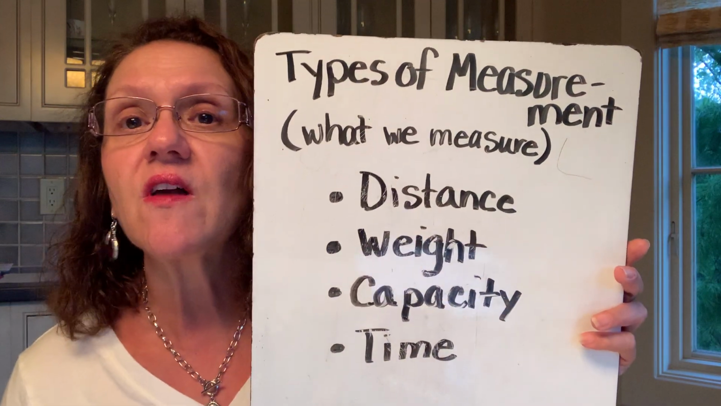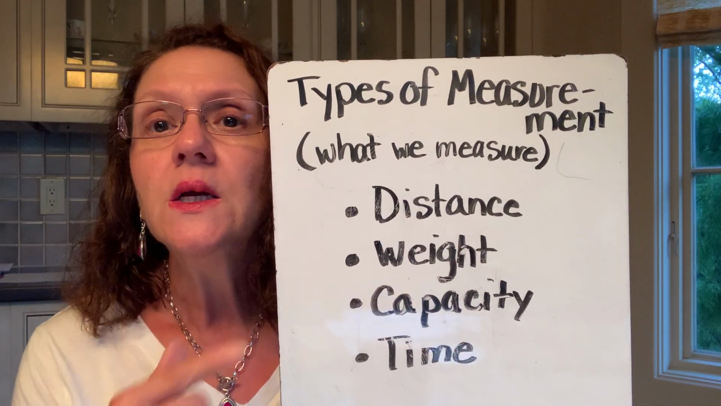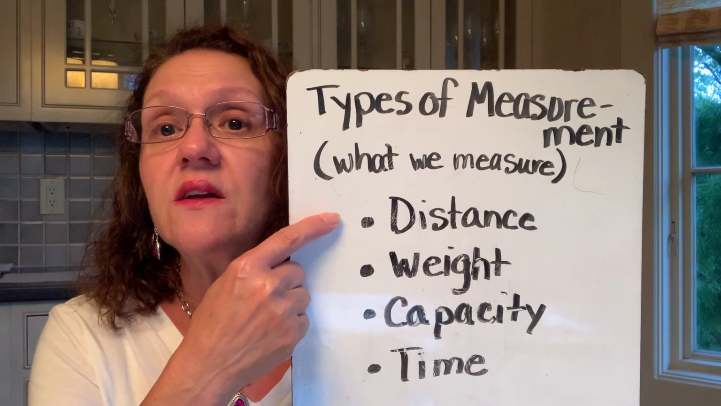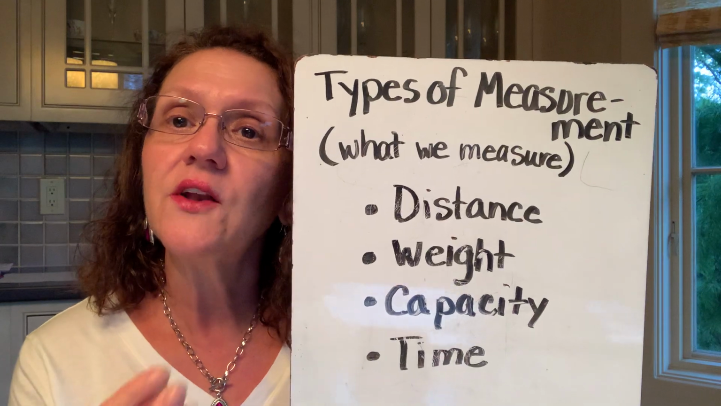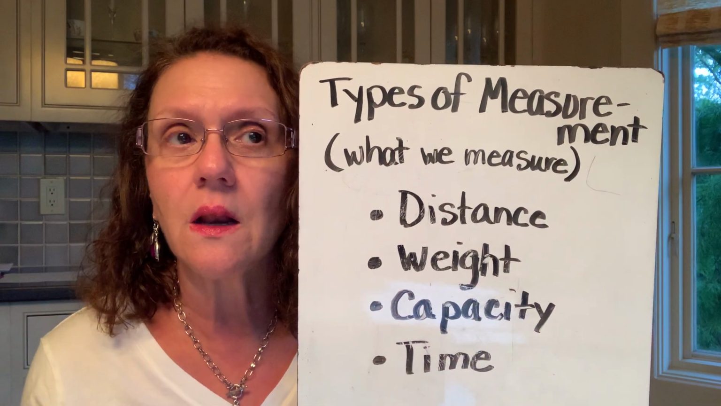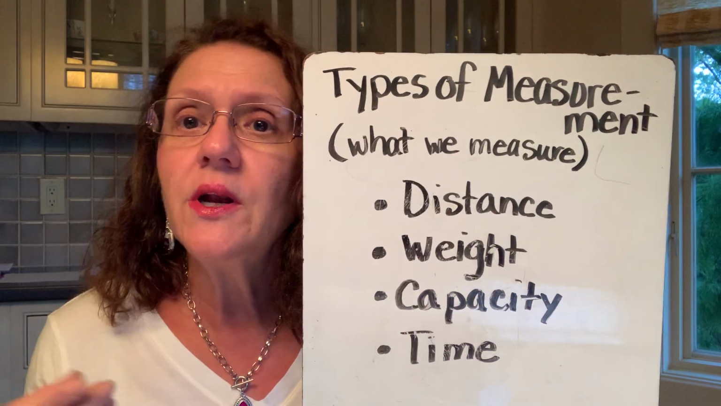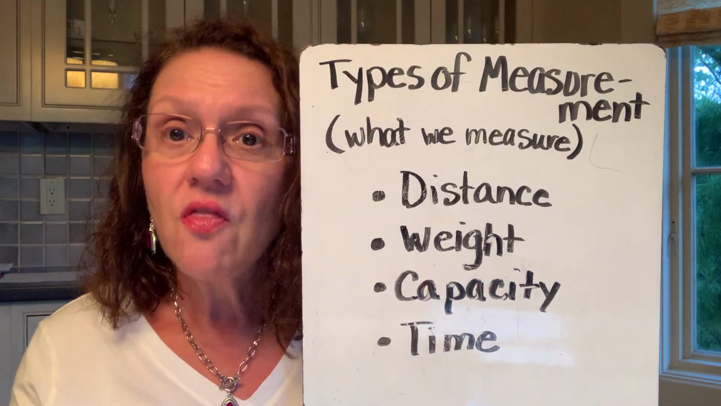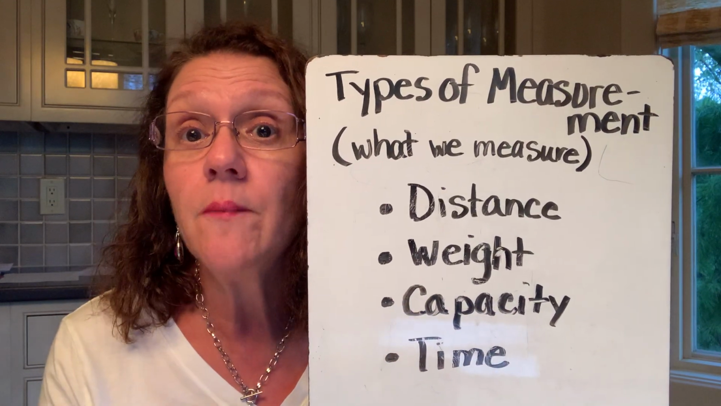So let's get started. A couple things about measurement before we begin. First of all, I want to talk about the types of measurement. Otherwise, what do we measure? Okay, so here are some of the things that we typically measure. The first one is distance. Now, when I say distance, I don't always just mean the distance between Johnstown and Utica. That's a long distance, but it could be small distances like the length of your book. That's a measure of distance, okay?